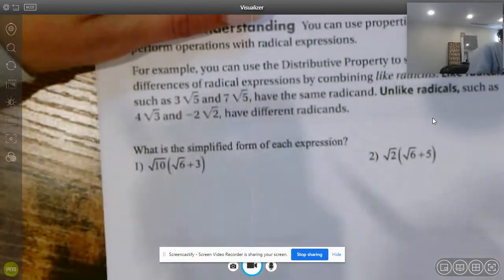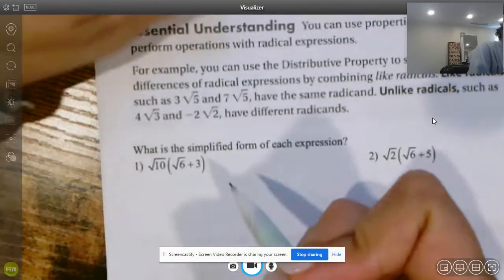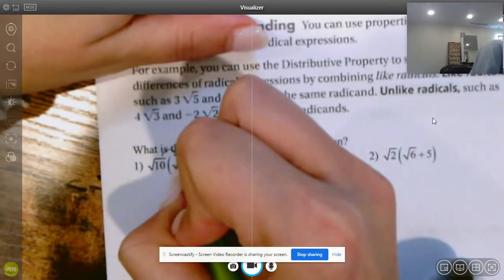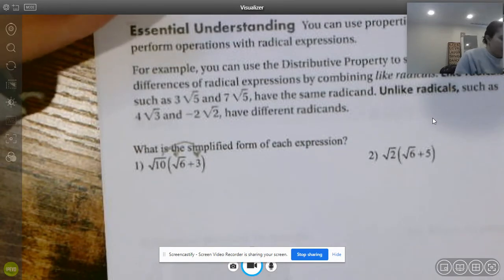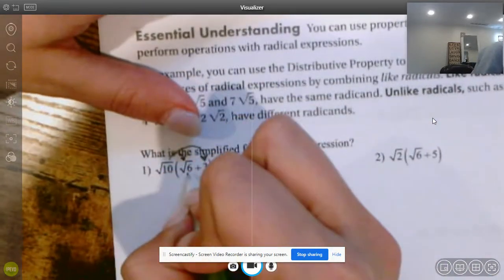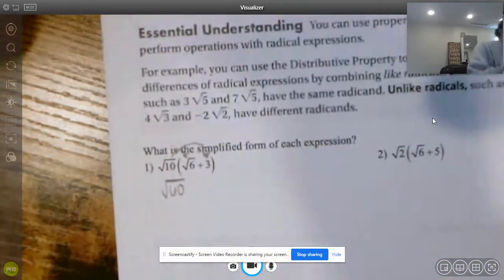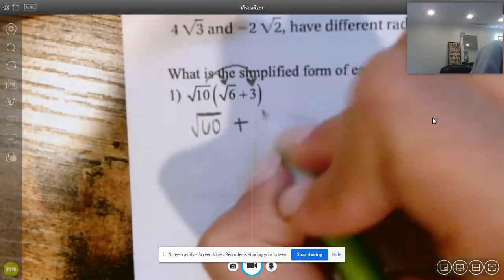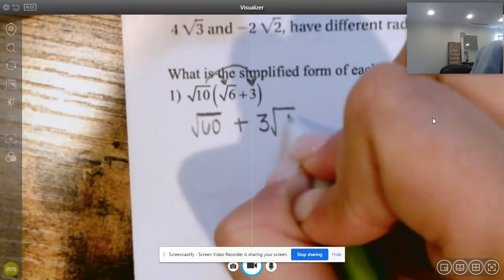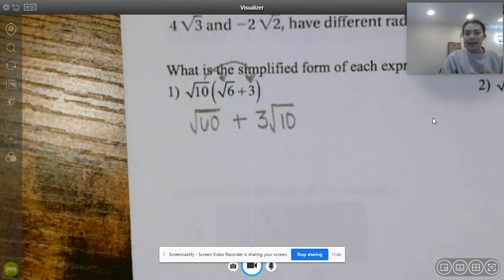If we take a look at number 1, we have the square root of 10 times the quantity, the square root of 6 plus 3. So because we're dealing with multiplication here, we are going to use the distributive property to distribute the square root of 10 to everything. So the square root of 10 times the square root of 6 is the square root of 60. Okay, 6 times 10 is 60. They're both under the square root sign, so we'll leave it there. Plus 3 times the square root of 10 does need to be rewritten as 3 root 10 because 3 is not a radical and the square root of 10 is, so we cannot combine those two.